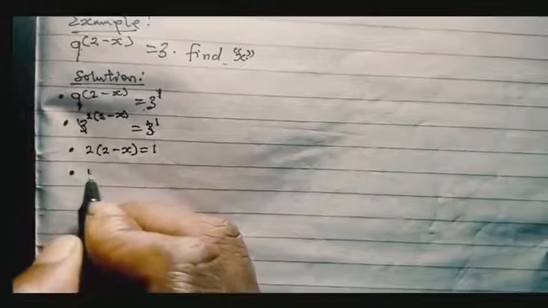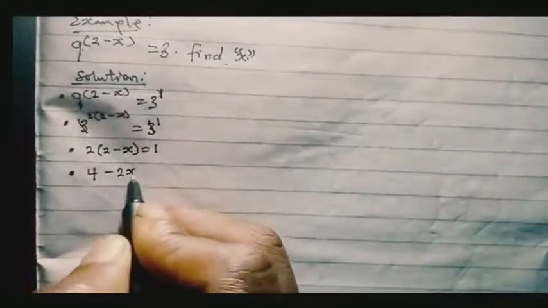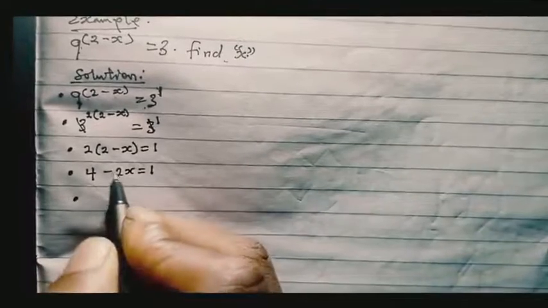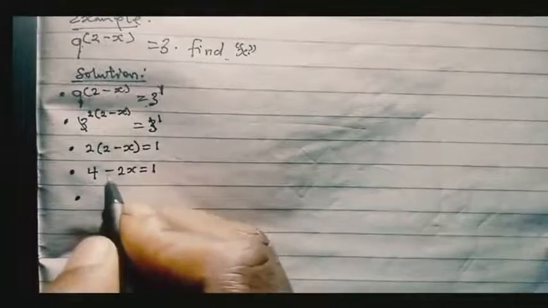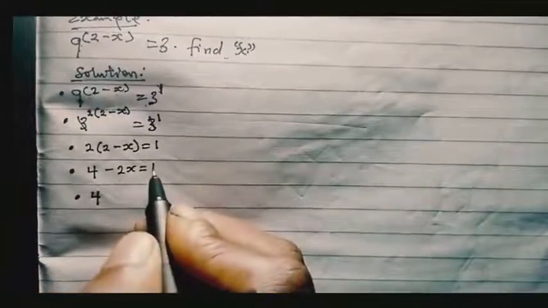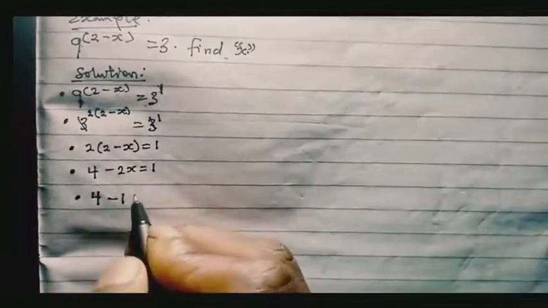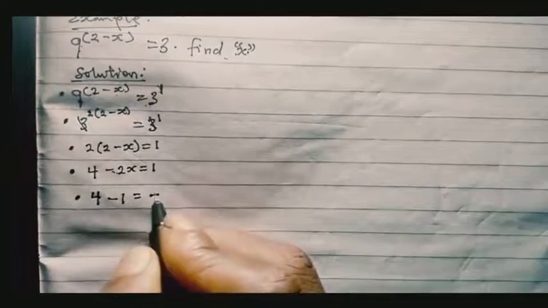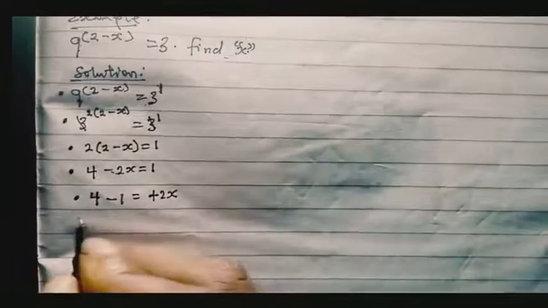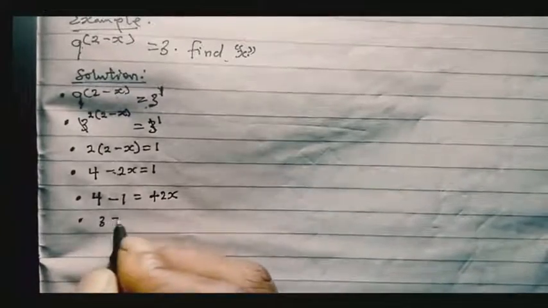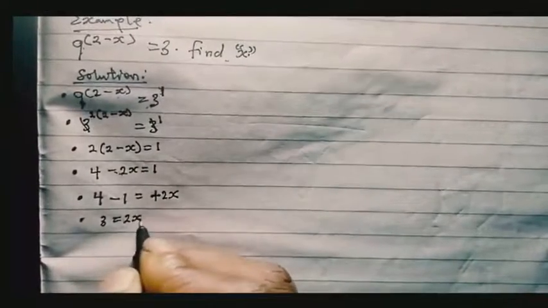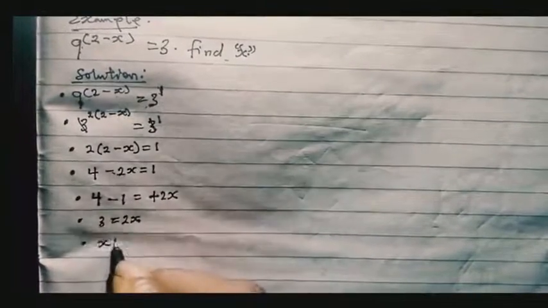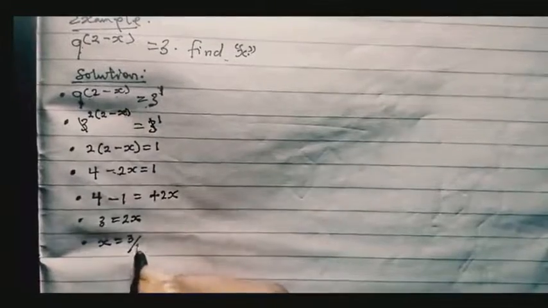If we open the bracket, that will be 4 minus 2x equals 1. Then we can collect the like terms. This minus 2x will come to the other side, then this one will come to the other side. And now if this one comes to the other side, it will be 4 minus 1. And if this minus 2x comes to the other side, it will be what? Plus 2x. So we'll be left with 3 equals 2x. Make x the subject of the formula. So that will be x equals 3 over 2.